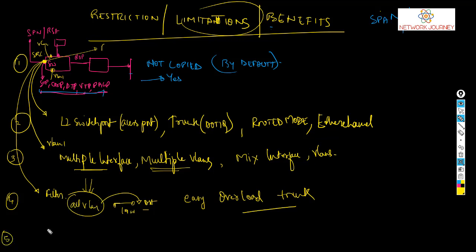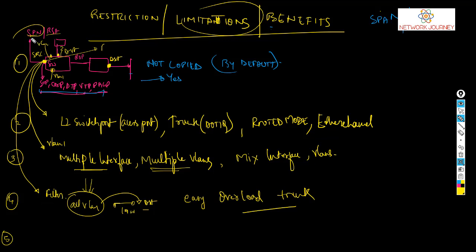There's one more limitation, or I can say restriction or a drawback. If you look at the configuration point of view for SPAN or RSPAN on the destination port, let's say this is the destination port for SPAN. What is the destination port for RSPAN? It would be this. Okay, this will be the destination.